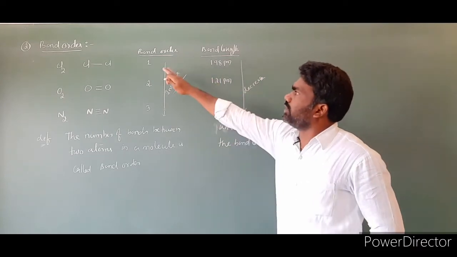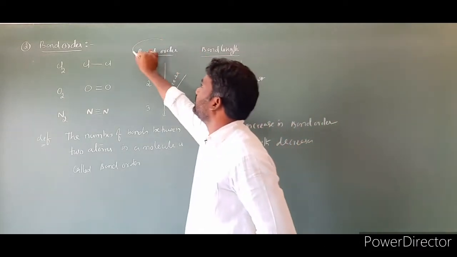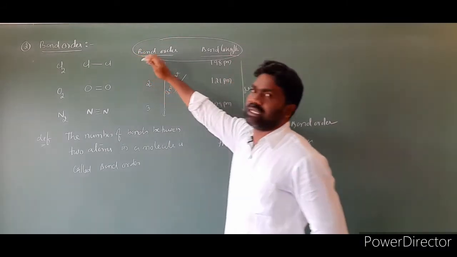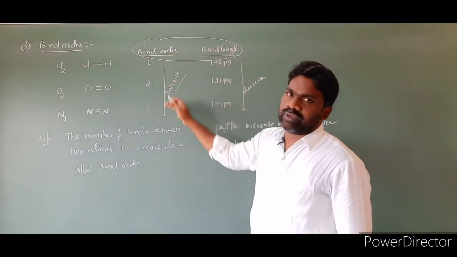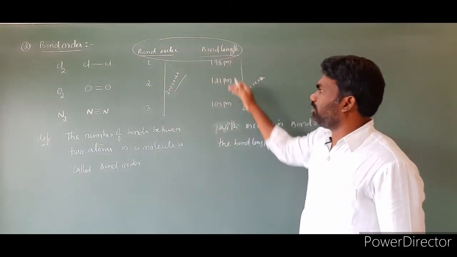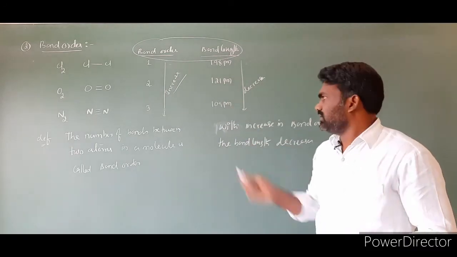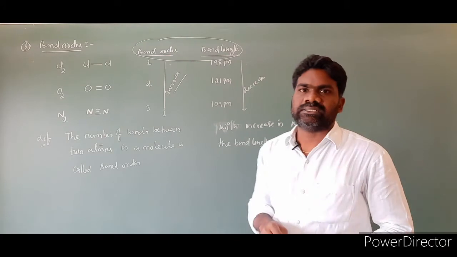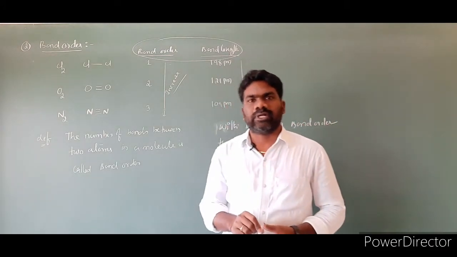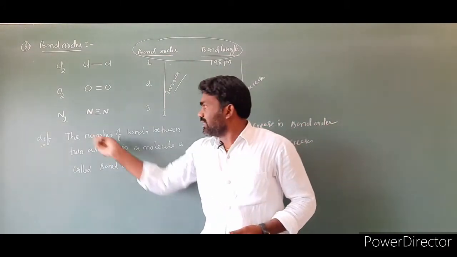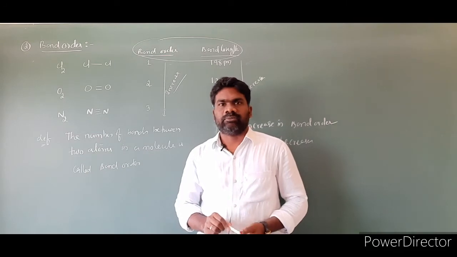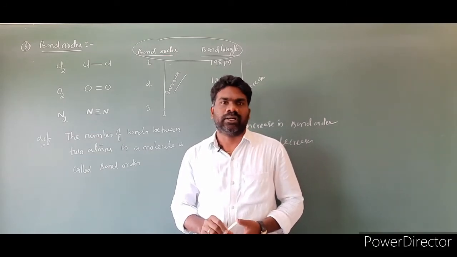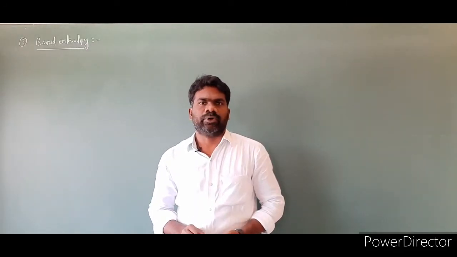So compare the bond order and bond length. We are comparing these two parameters. Bond order value is going to increase, then the bond length values decrease. So with increasing bond order, bond length decreases. This is bond order. The bond order is defined as the number of bonds between the two atoms in a molecule. Next topic is bond enthalpy.